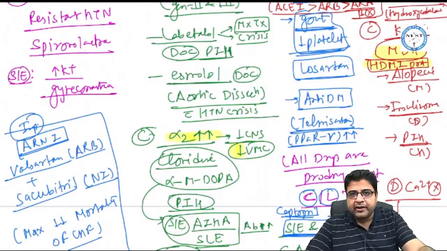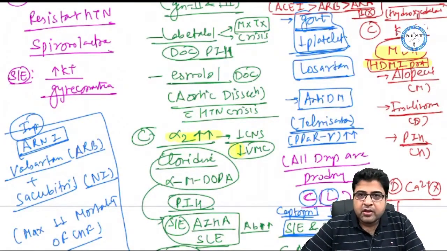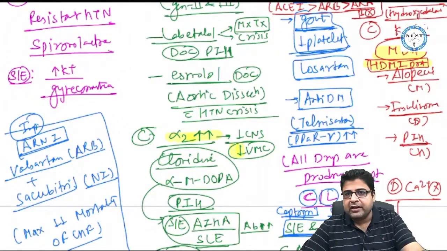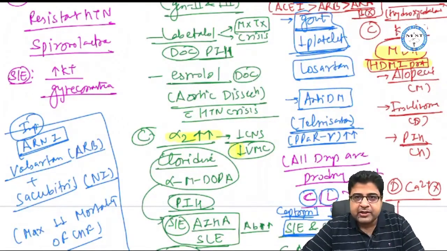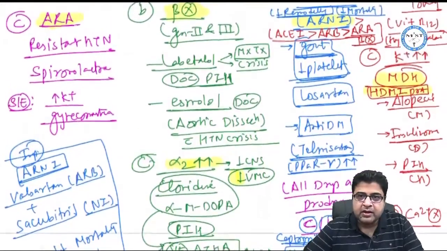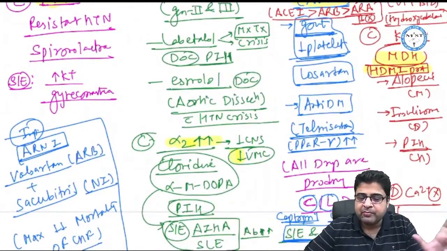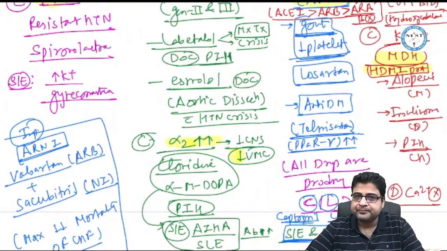In this mnemonic of HDMI port, HI stands for hydralazine, DI stands for diazoxide, MI stands for minoxidil. So 3 medicines are here: hydralazine, diazoxide and minoxidil. These medicines are potassium channel openers. So port means potassium channel opener.